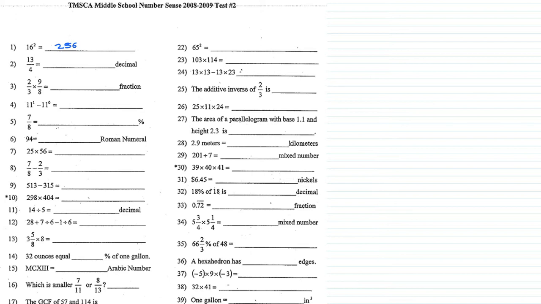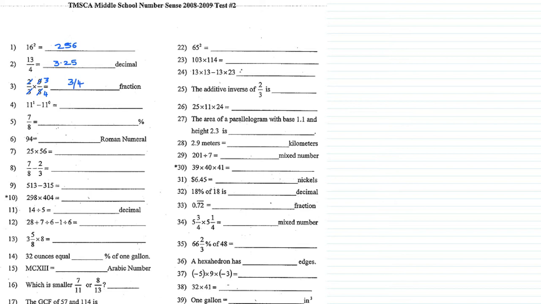The second question is 13 divided by 4 in the form of a decimal. So this is equal to 3.25. Question 3. 2 by 3 multiplied by 9 by 8 in the form of a fraction. So clearly you can cancel 2 with 8. So we have 4 in the denominator and 3 with 9. So we have 3 in the numerator. So what we get is 3 over 4 as the answer.